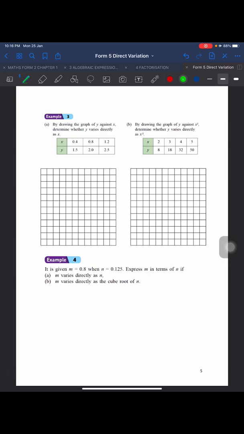So let's look at example 3. By drawing the graph of y against x, determine whether y varies directly as x. So we try to draw a graph. We have the y-axis and x-axis. For the y-axis we have 0, 0.5, 1.0, 1.5, 2.0 and 2.5. And for the x-axis we have 0, 0.2, 0.4, 0.6, 0.8, 1.0 and 1.2.